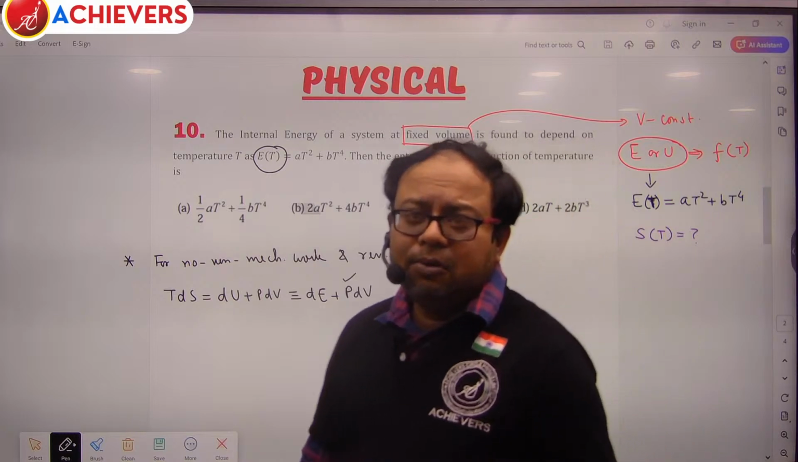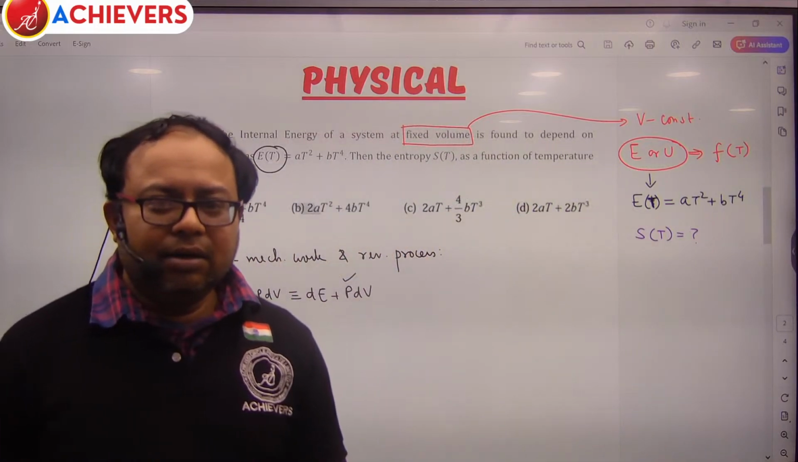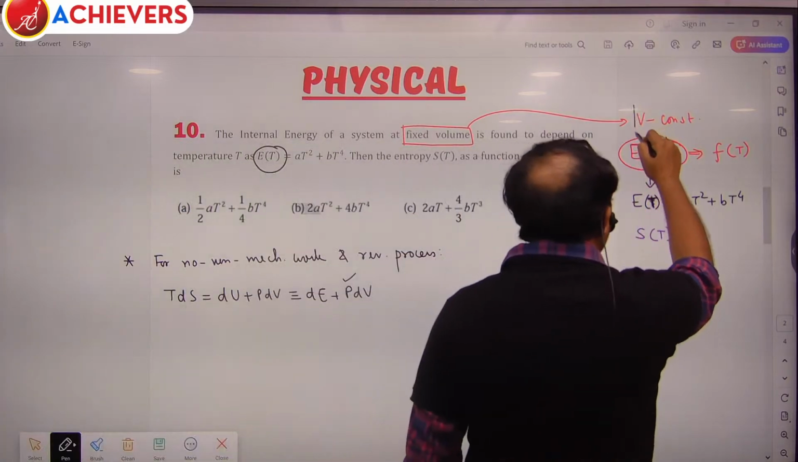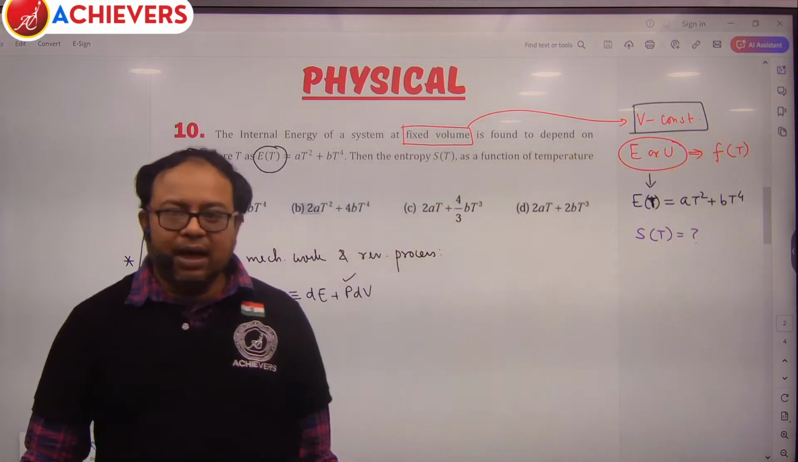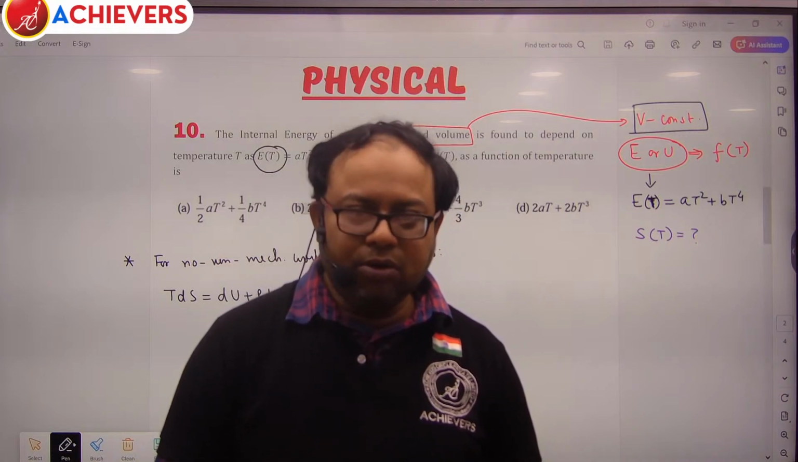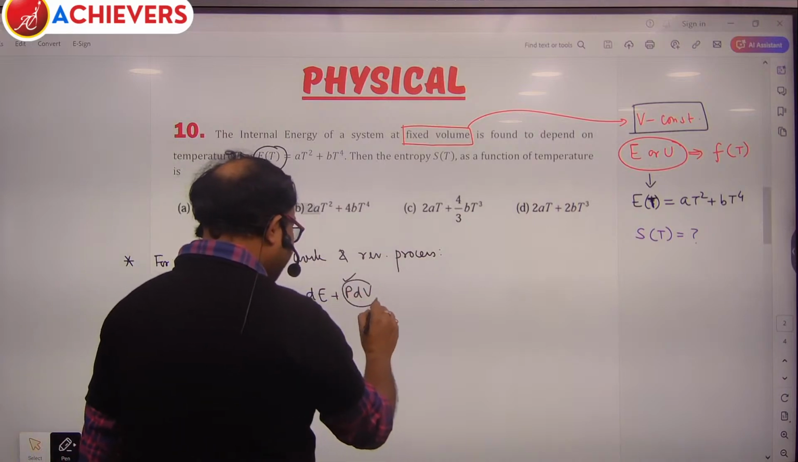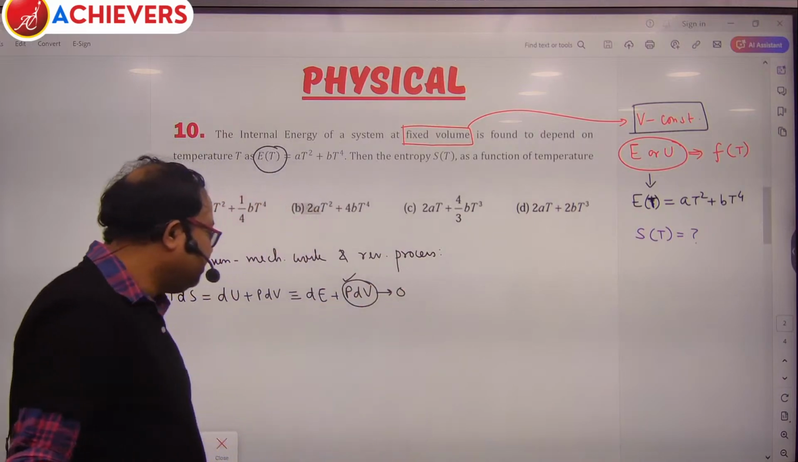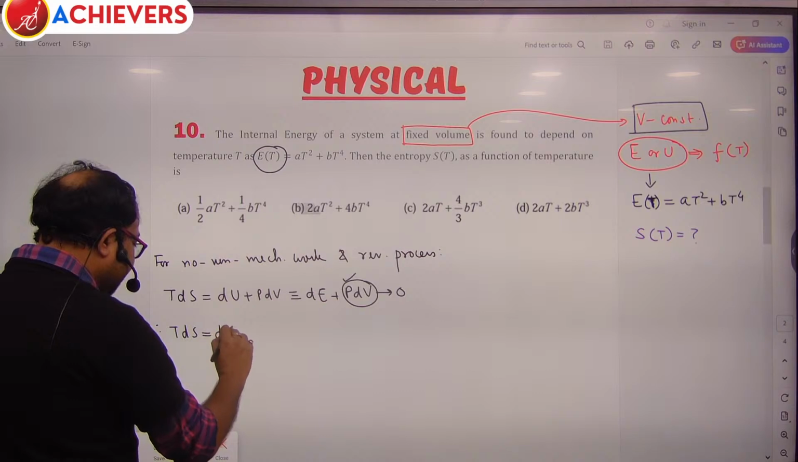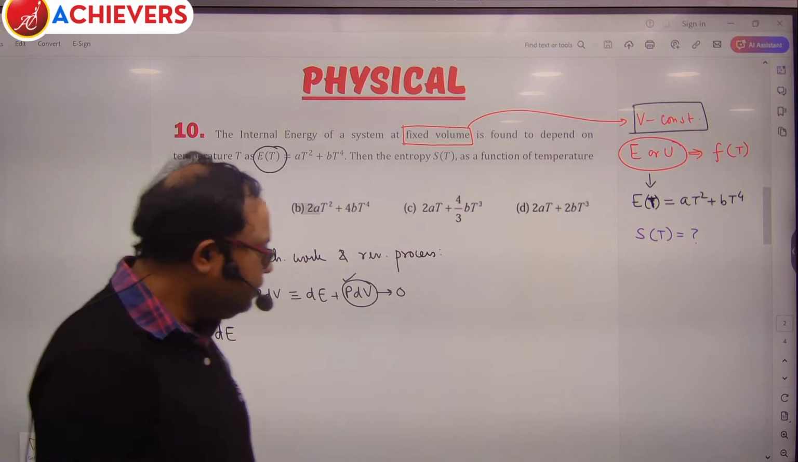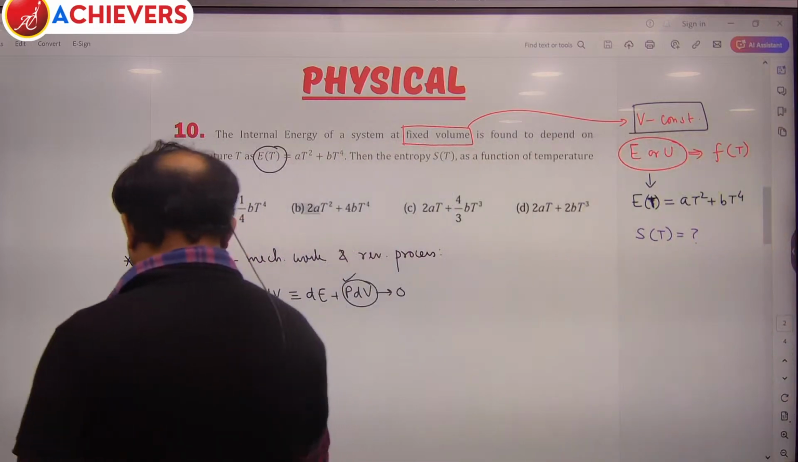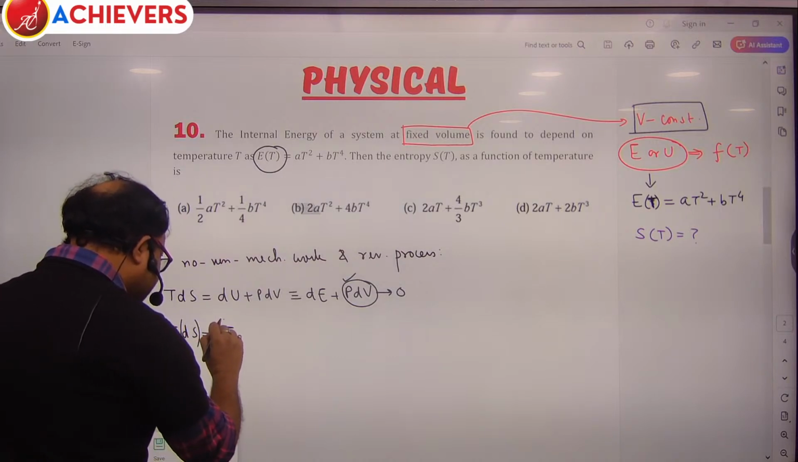Now let us look into the condition that is applied for this particular process. What is the condition? The constancy of volume. It's an isochoric process, the volume is kept constant. And once the volume is kept constant, this PdV part is reduced to 0. So TdS is equal to dE, provided the volume is kept constant.